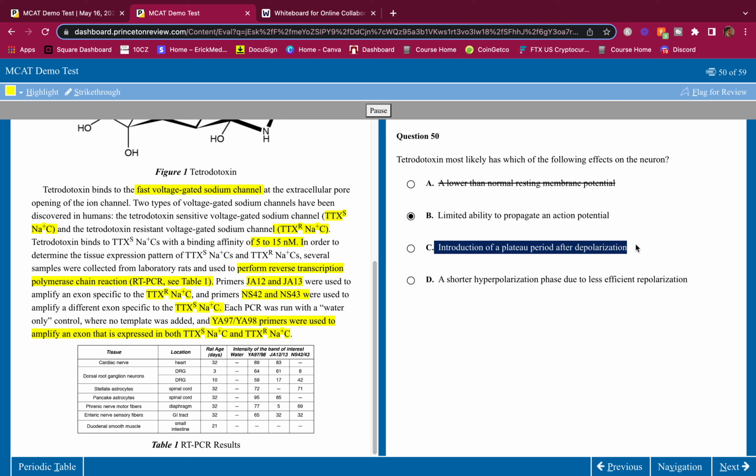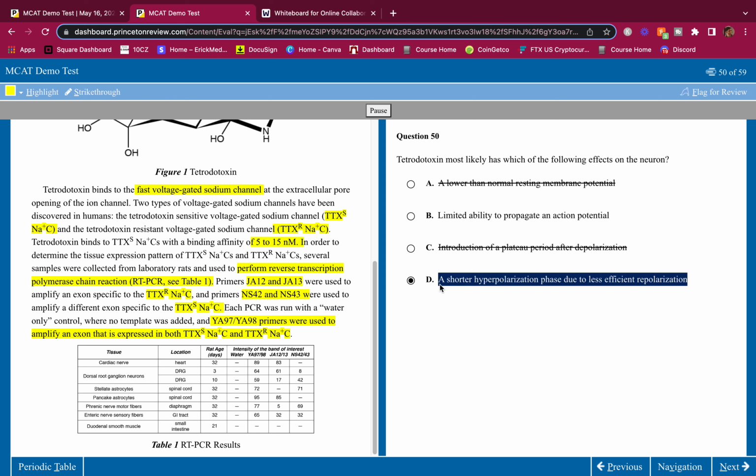Again, you're not having depolarization at all. We can't open those fast-gated sodium channels. D, a shorter hyperpolarization phase. Again, we're not going to be able to even reach that repolarization phase because we're not even depolarizing first. Therefore, I'm confident the answer is B.